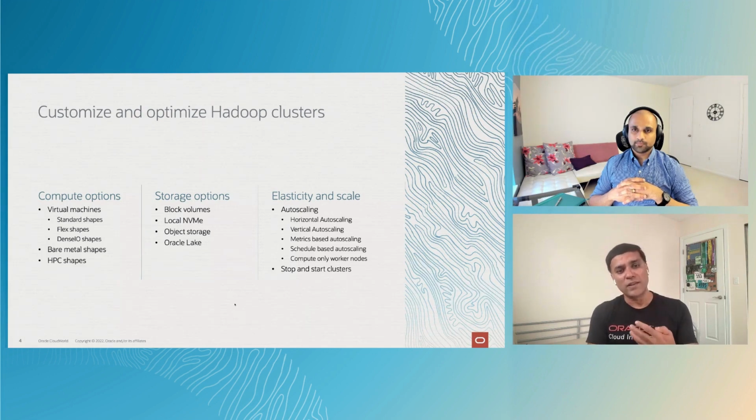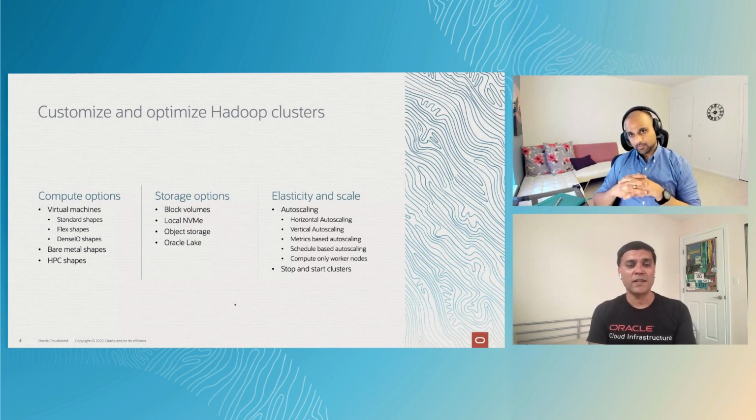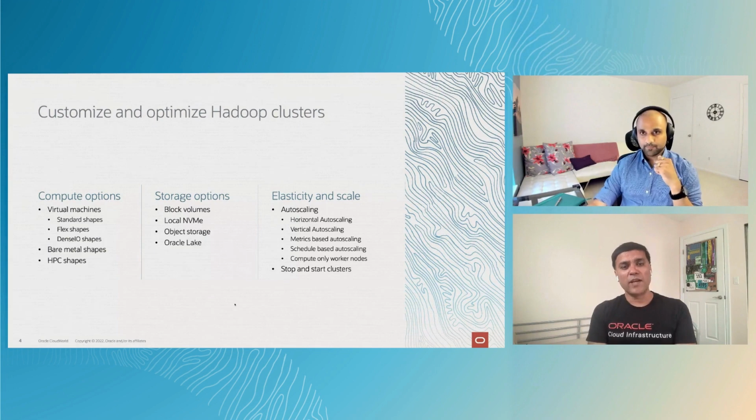Bare metal shapes come with their own local NVMe storage, so your IO performance would be really good. And as an example, on the storage side, we let you install or use HDFS on your local block volumes attached to your compute instances, or you can use local NVMe for certain compute shapes. But in the cloud, a good pattern is to keep your data in a data lake storage, object storage, or Oracle Lake, which is our recent service. You probably heard about it during CloudWorld. But you can pick and choose any of these storage options.